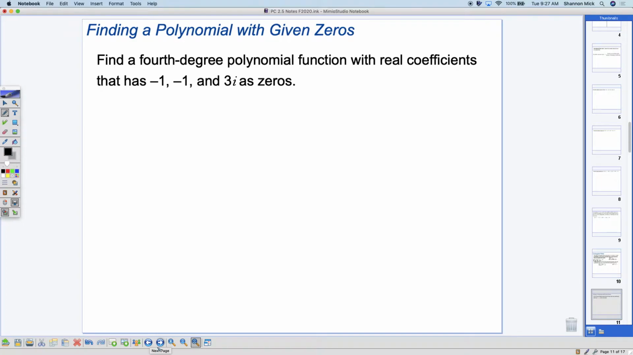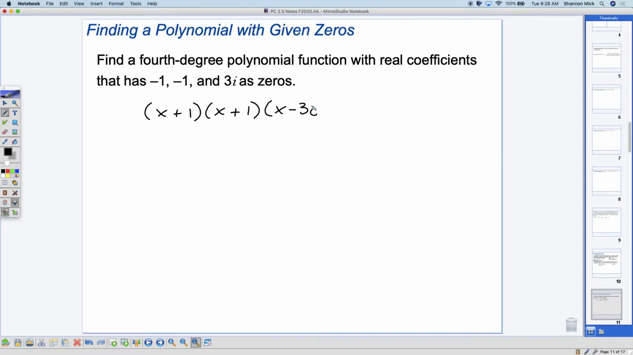So it says find a 4th degree polynomial function with real coefficients of -1, -1, and 3i as zeros. So we've had problems like this where they tell me my zeros, I have to put them back into what? Where do zeros come from? Before they were zeros, they were what? Factors. Before they were factors, they were a polynomial, correct? Yes. Okay, so what factor did -1 come from? X plus 1. What factor did 3i come from?